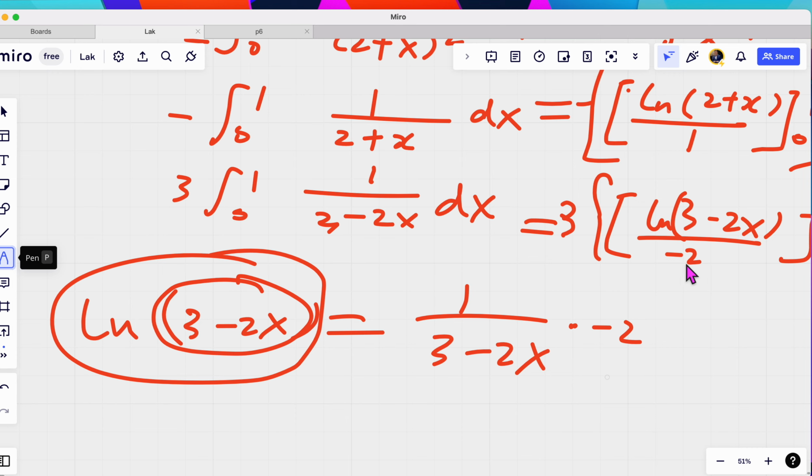Okay. Actually, isn't the 2... You see, when you differentiate this, you get this, right? Yeah. But the answer is this. So that's why I need to get a negative 2 below to counter the effect of negative 2. To get this. Oh, okay.